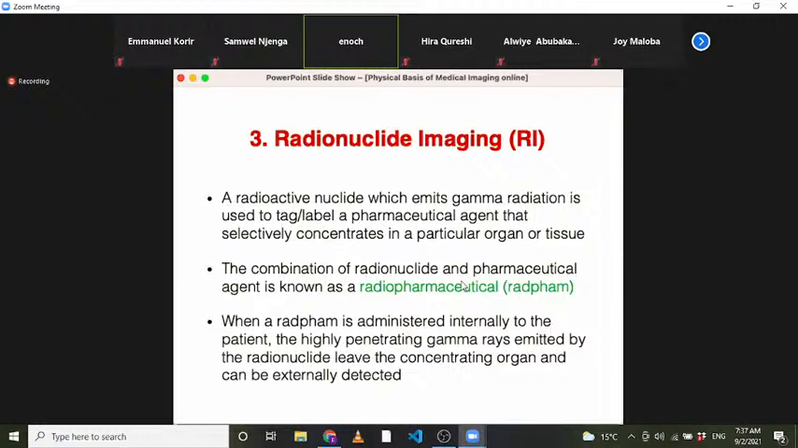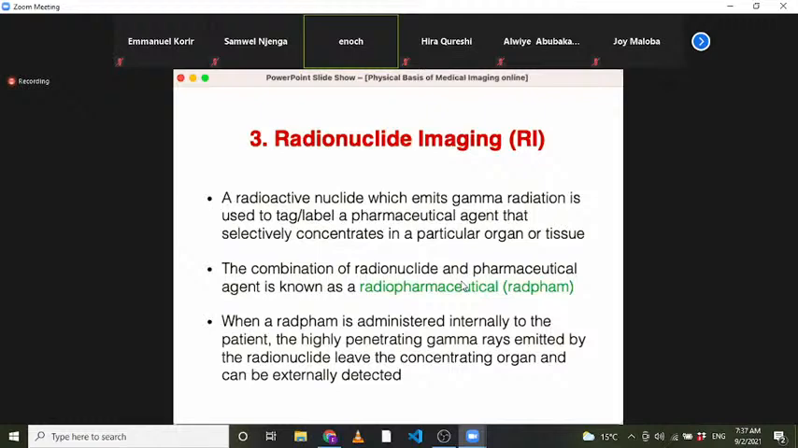The radiopharmaceutical agent is known as a radiopharmaceutical. When it is administered internally to the patient, it can be administered intravenously. Okay, if it is in gaseous form, it can be inhaled, or it can be ingested if it is in the form of a capsule. So it is introduced into the subject, and gamma rays that are emitted by the radionuclide leaving the concentrating organ can be detected externally.